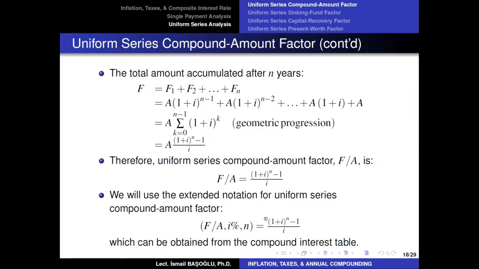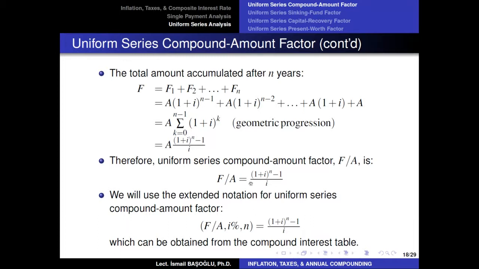Now, as we have previously mentioned, we will be using the extended notation in this class to understand or solve many types of problems, and the uniform series compound amount factor will be represented by this notation, parenthesis F over A, under i% interest rate for n years. And that extended notation represents the formula of ((1 plus i) to the power n minus 1) over i.